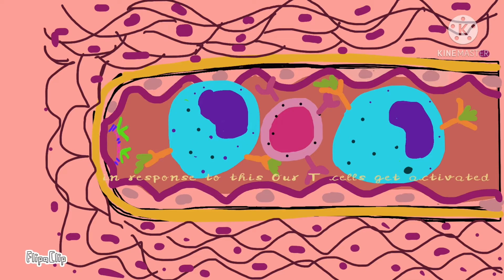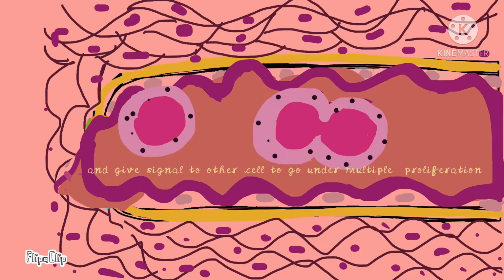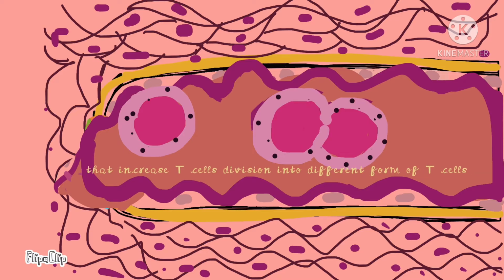Well, there is a T cell receptor that binds to the antigen of the macrophages to perform mitosis, which is division of the cells, and gives signal to other cells as well to go under multiple proliferations. That increases T cell division into different forms of T cells like memory T cells.